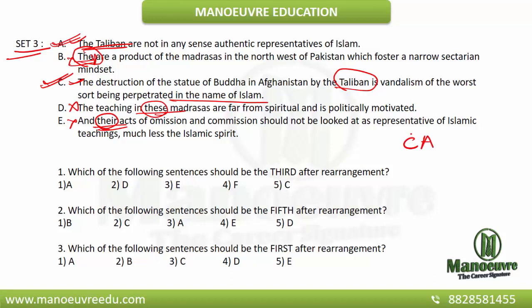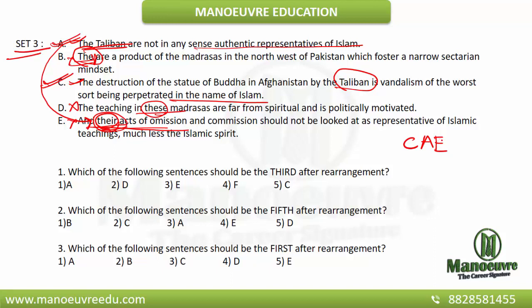Let us see which can be my third statement. "And their acts of omission." Now here, "their" means I am talking about the group of Taliban. "And their acts of omission and commission should not be looked at as a representative of Islamic teachings, much less the Islamic spirit." Why am I saying this here? Because I have already mentioned in the second statement that the Taliban are not in any sense the authentic representatives of Islam, so they should not be looked at as representatives of Islamic teachings. So statement E is going to be my third statement.